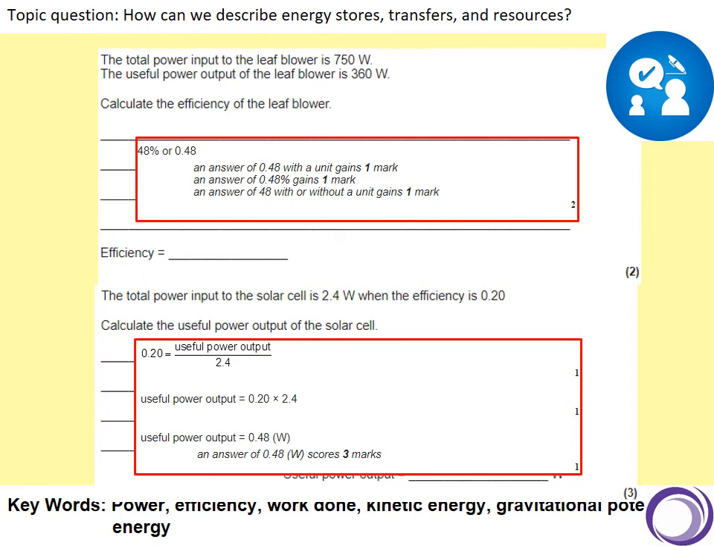For the second question, you have to do a little bit of rearranging, so it's important that you write your equation and substitute your numbers in first before you do any rearranging, because you'll get different marks at different points. So your first mark is for substituting your numbers in correctly. Your efficiency here is 0.2, which is then equal to your useful power output divided by your total power input, which in this case is 2.4. You then would rearrange that, so your useful power output is going to be 0.2 times 2.4, so that's your second mark. And then your third mark is for working out your final answer of 0.48.